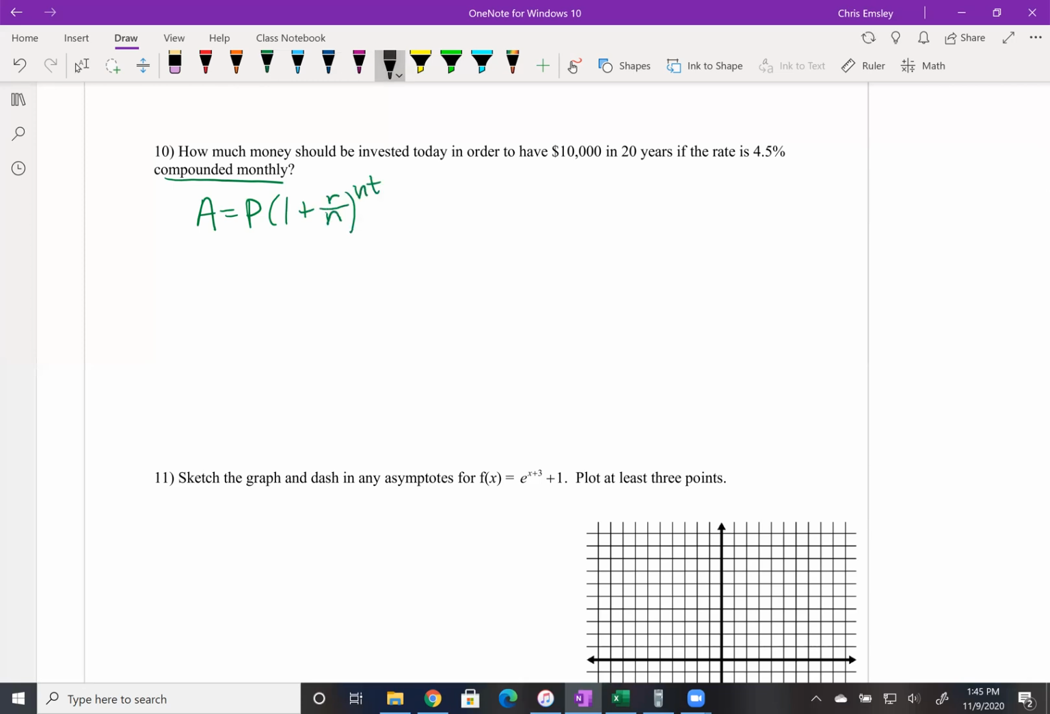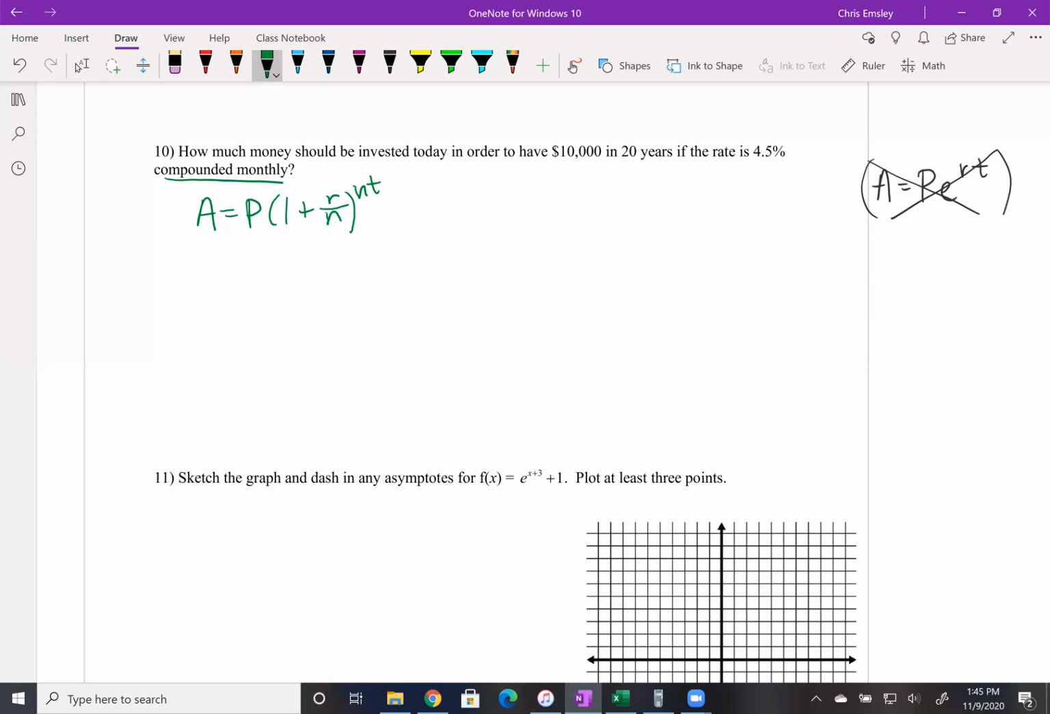Just as an aside, the other interest formula is this one. And that's the one we use for interest compounded continuously. Anything else other than continuously is going to be the one we have written here. So let's identify the information given us in the problem.